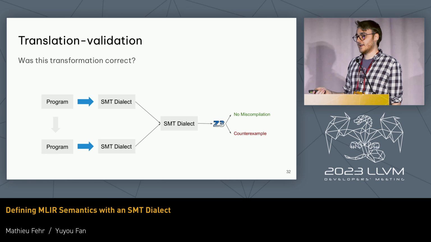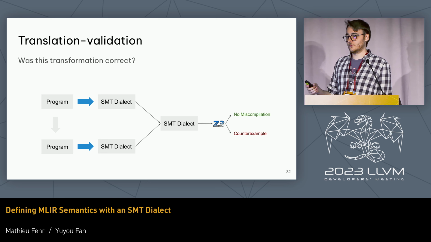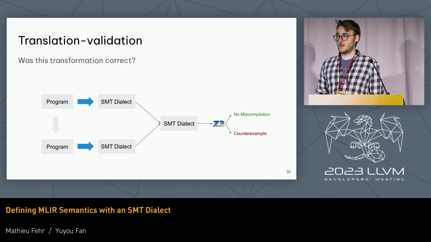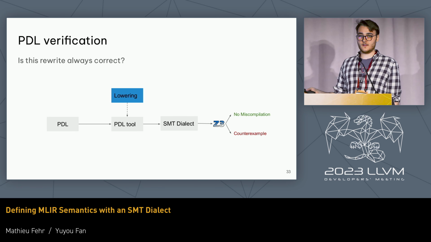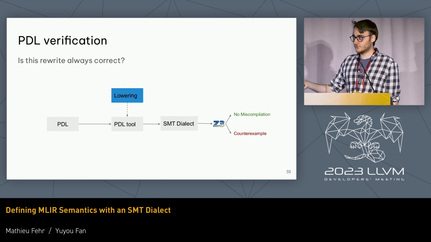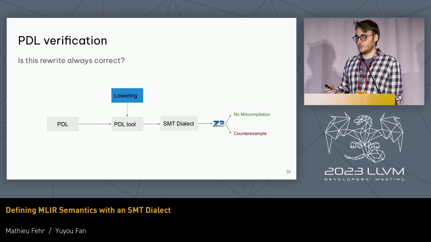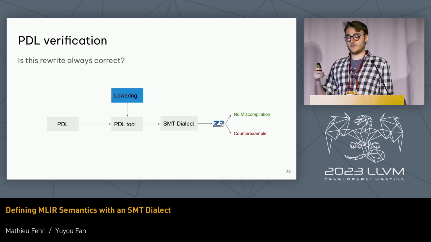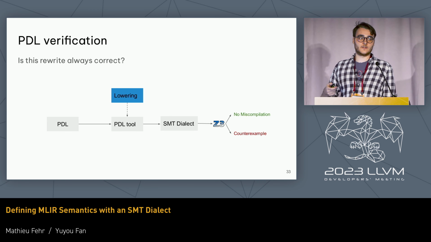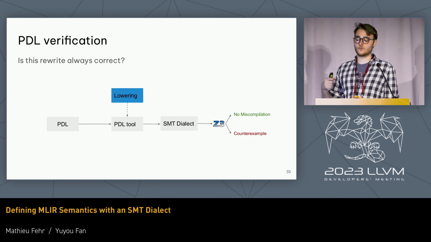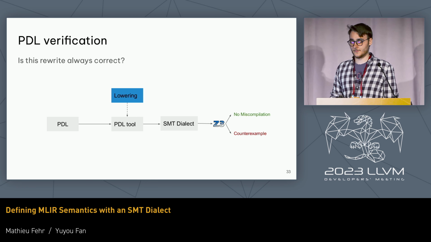But since we're in MLIR, we don't have to check only that the transformations were correct. What we could do instead is use PDL, which is a dialect to represent pattern rewrites. We can use PDL to prove that a rewrite is always correct, so that your transformation is going to be correct whatever input programs you have.